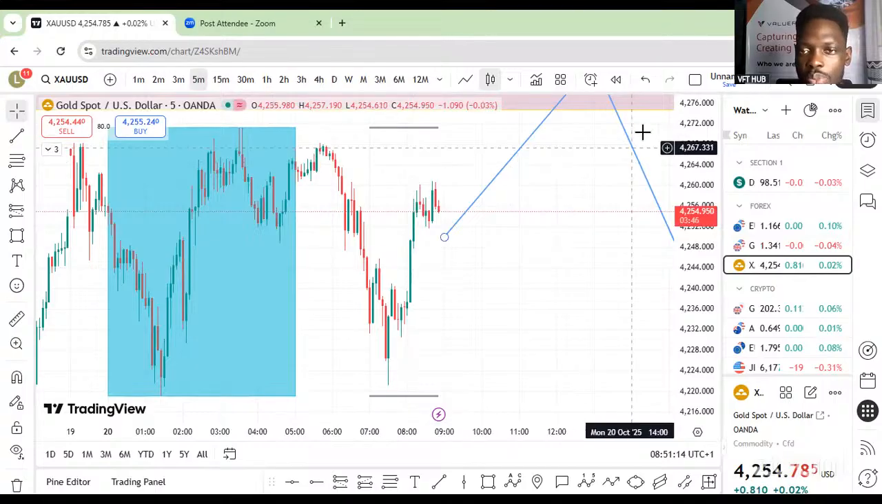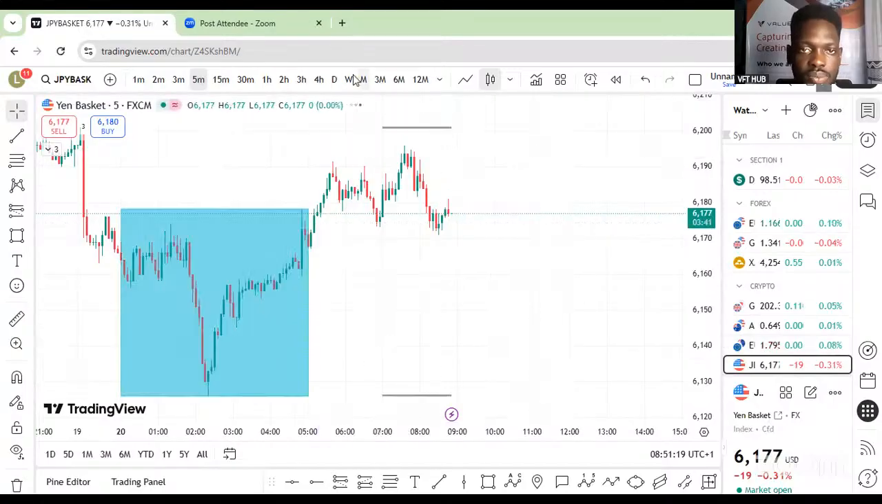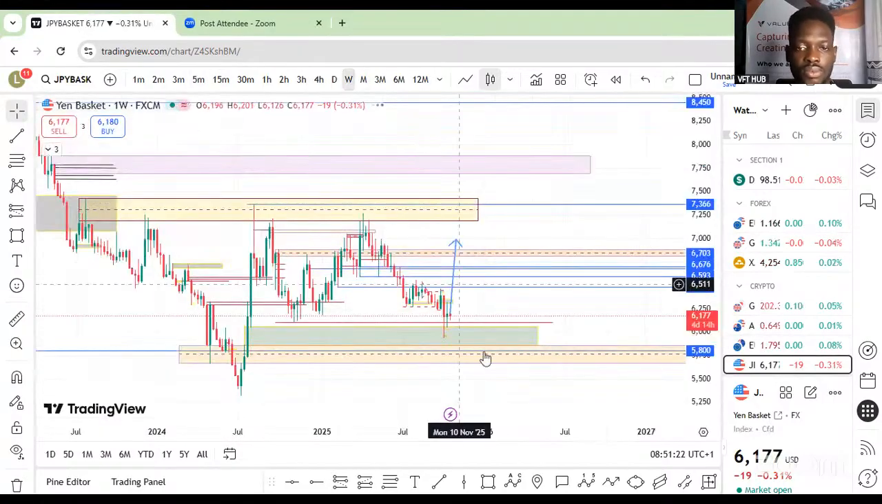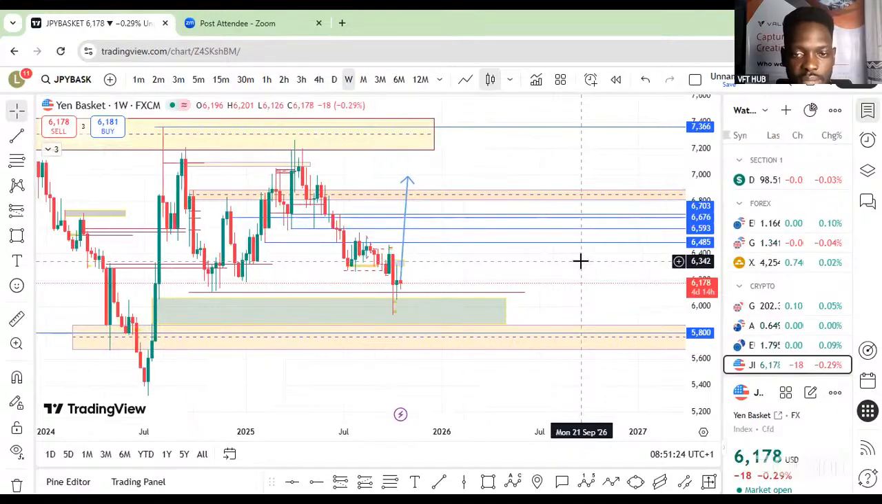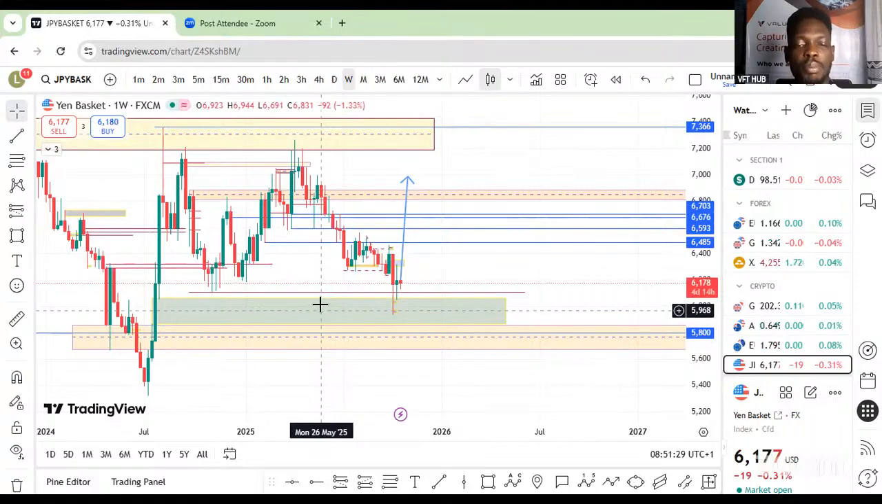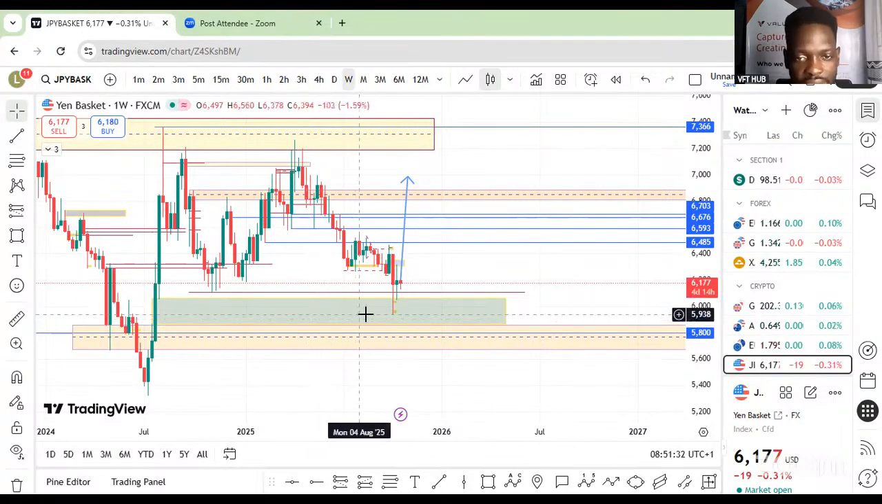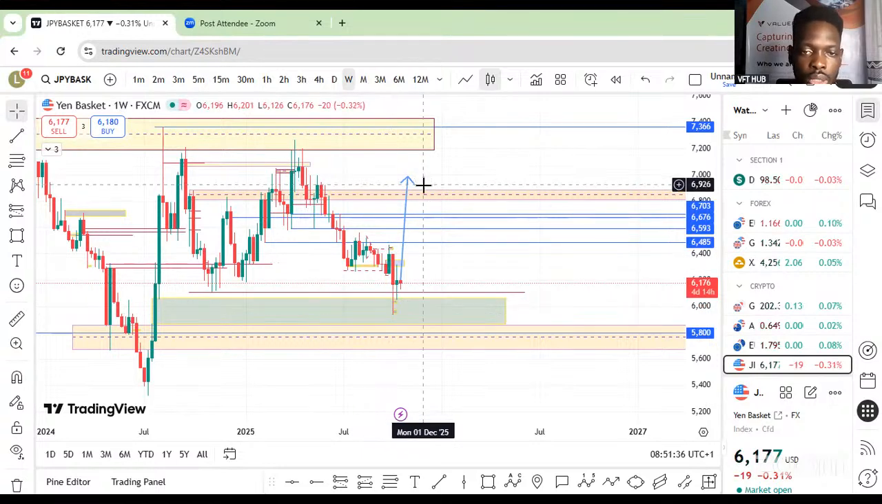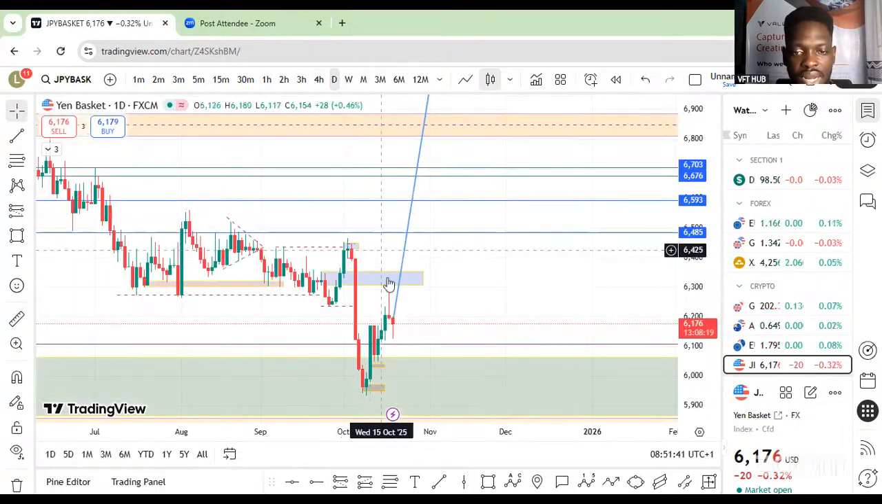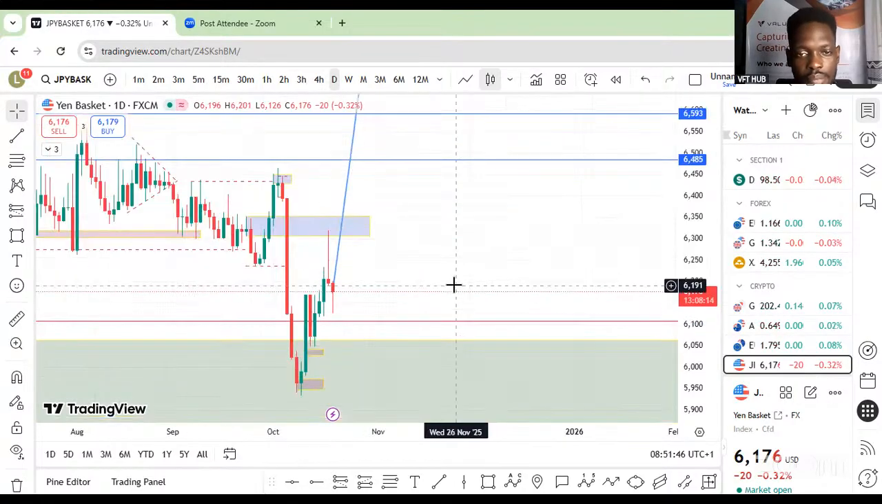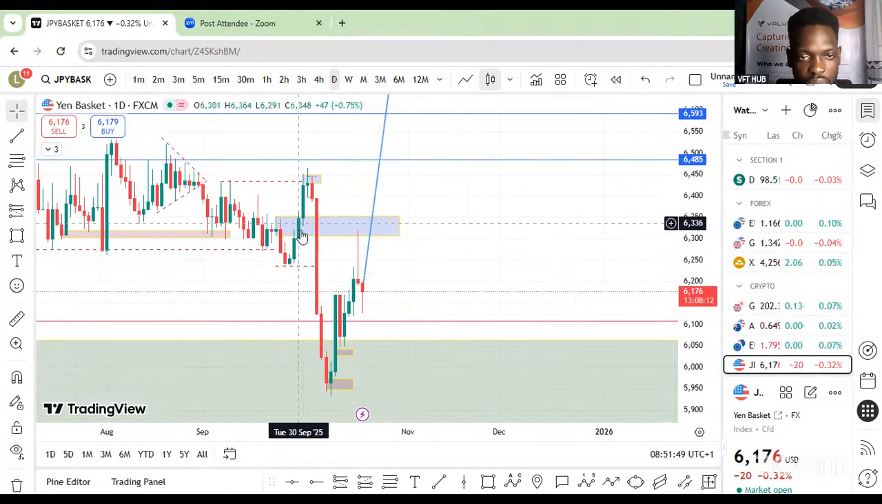A quick one to Japan to see what we have going on in the yen basket. Now for the yen basket, remember 2 weeks ago price traded into our long-term point of interest, which is this weekly fair value gap, and we expected to see a buy all the way to the upside. Last week we saw how the market rallied all through, and on Friday it closed with a bearish move, of which we know why that happened, because of the pattern that we have at this region.